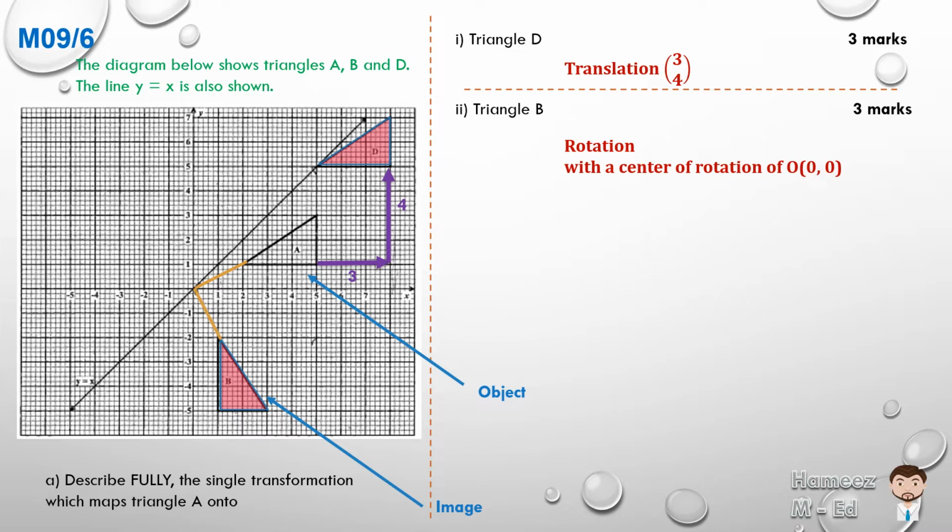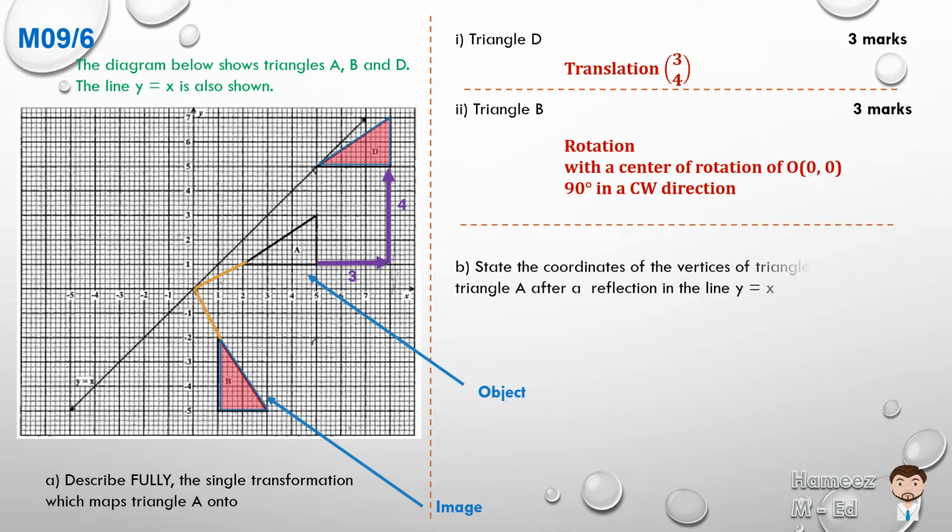We can use our geometry set, one of the set squares in there, and pick up the 90 degrees, or we can measure with our protractor, and we can see that it turned 90 degrees in a clockwise direction. So in order to get the 3 marks, we need to have these pieces of information. What type of transformation is it? It's a rotation, the center of rotation is at the origin, and the angle is 90 degrees in a clockwise direction.